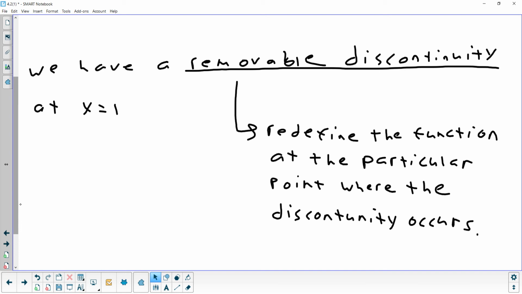Okay? But you can't do that with a vertical asymptote. Think of a vertical asymptote, it's like two cliffs and they're 2 miles apart. We're not even close to connecting them. Any question on that idea?